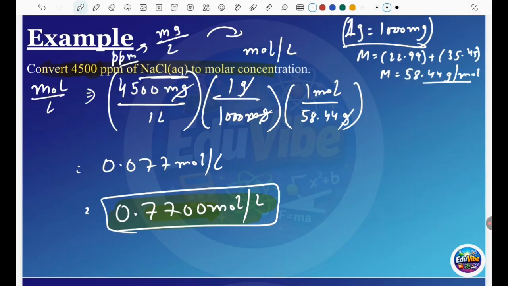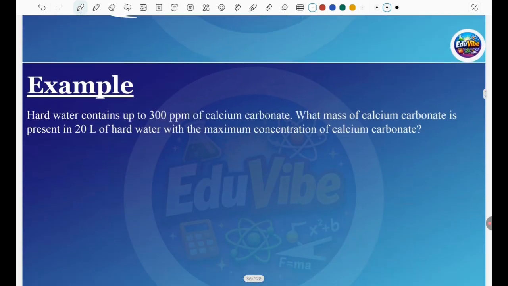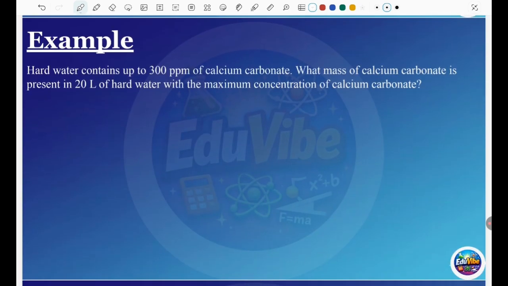Again, very important, like we're doing from the percent to the moles per liter. This is very important. Let's do one more question. The question says, the hard water contains up to 300 ppm of calcium carbonate. What is the mass of the calcium carbonate present in 20 liters of hard water with the maximum concentration of calcium carbonate?